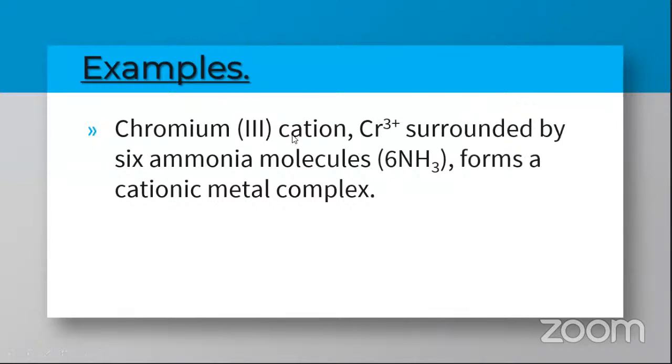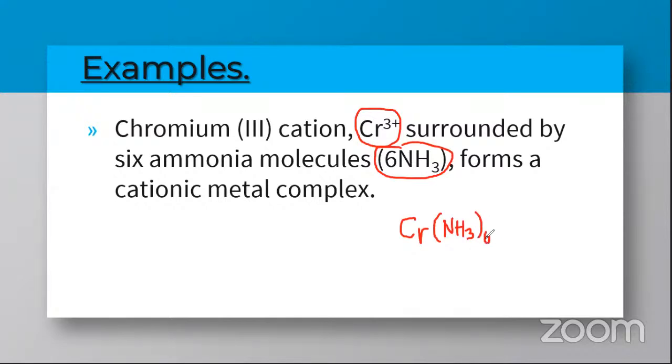We look at examples. So for example, if you have a chromium cation, which is symbolized like this, chromium cation surrounded by six ammonia molecules, the ones we have in the brackets, they form a cationic complex. So how can I write this? It means that I can do it like this. This is how we can write this complex. But we shall have the procedures or the steps which make us reach this stage of writing it.